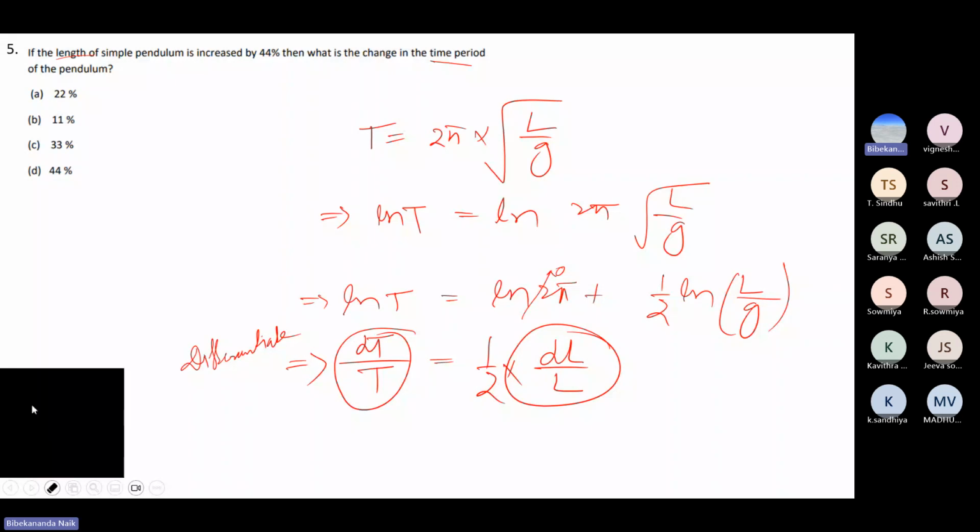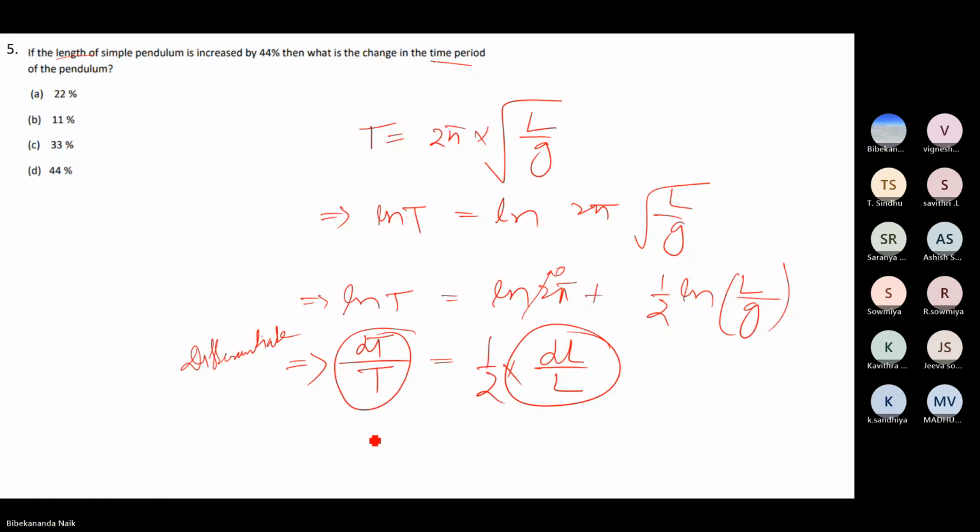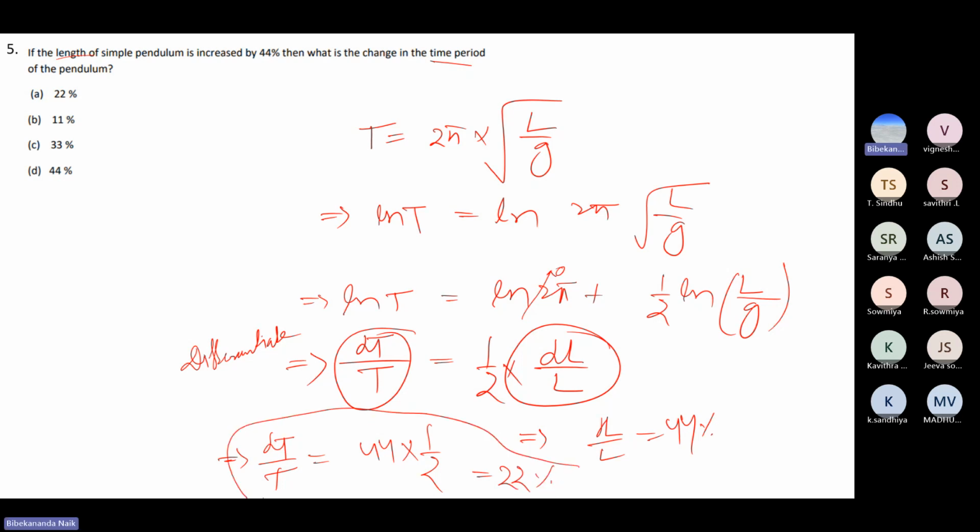So directly from here, you can easily say that this dl by l is the ratio of change in length to the original length. Here it is given that the length of the pendulum is increased by 44%. So dl by l is 44%. If you calculate, then dt by t will be 44 into 1 by 2, that is 22%.